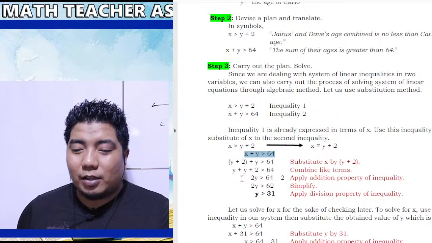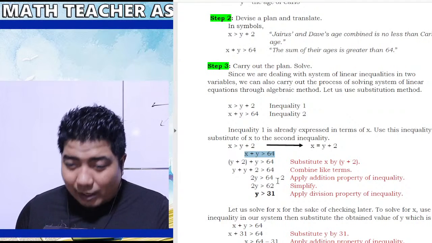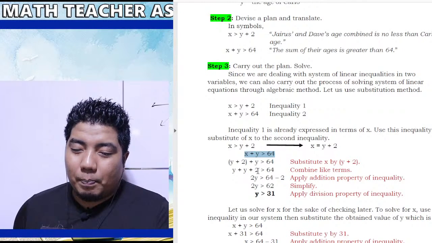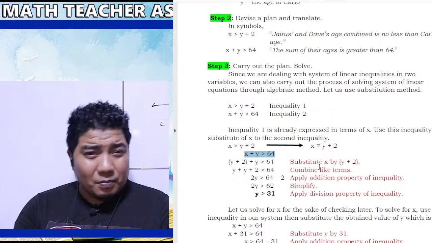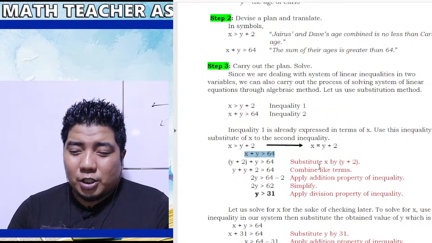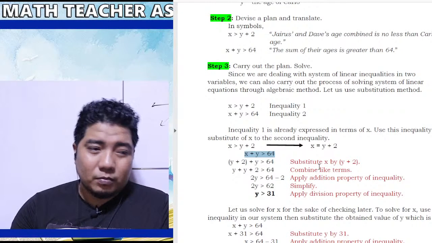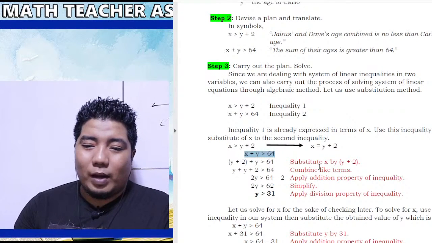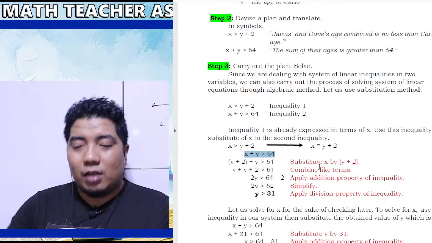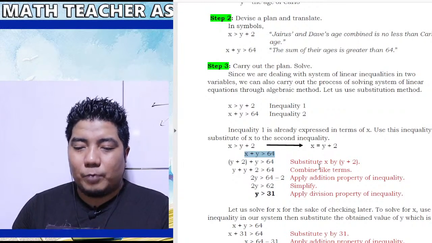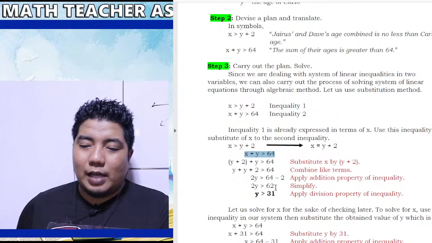So, combining like terms, we have y plus 2. So, we have 2y. Tapos, we transpose our plus 2 on the other side, or on the right side of the inequality, because 2 lang ang isang number sa left side na walang variable. So since merong number na walang variable din sa right side, nilipat natin siya sa right side. So we have 64 minus 2. So we have 2y is greater than 62.